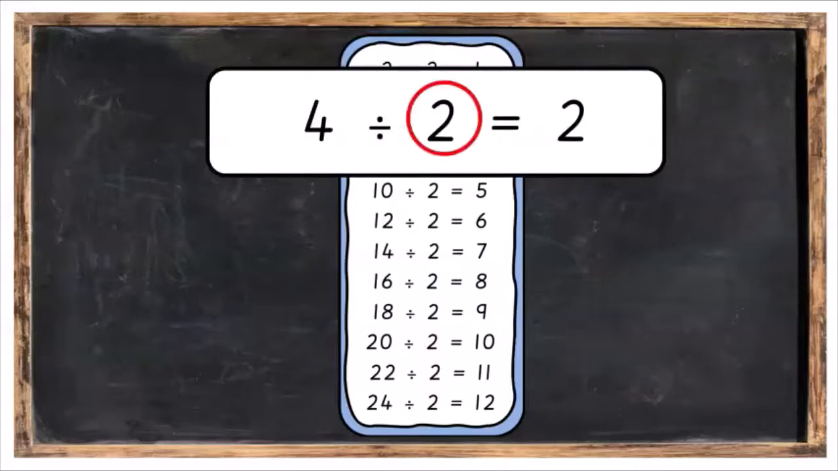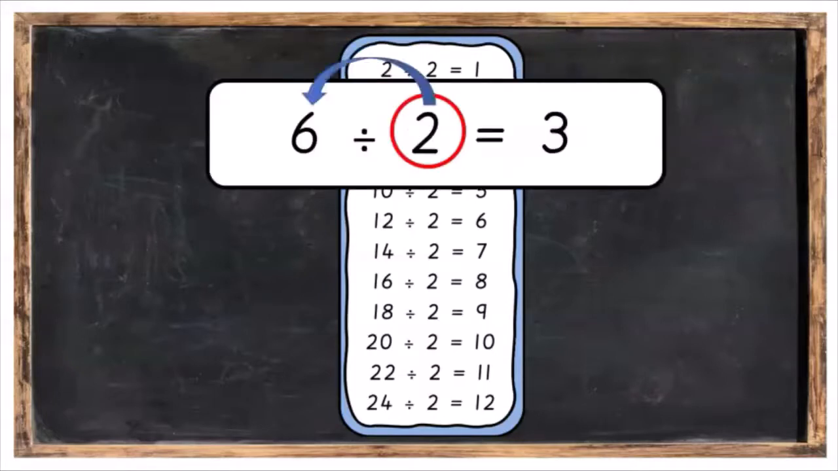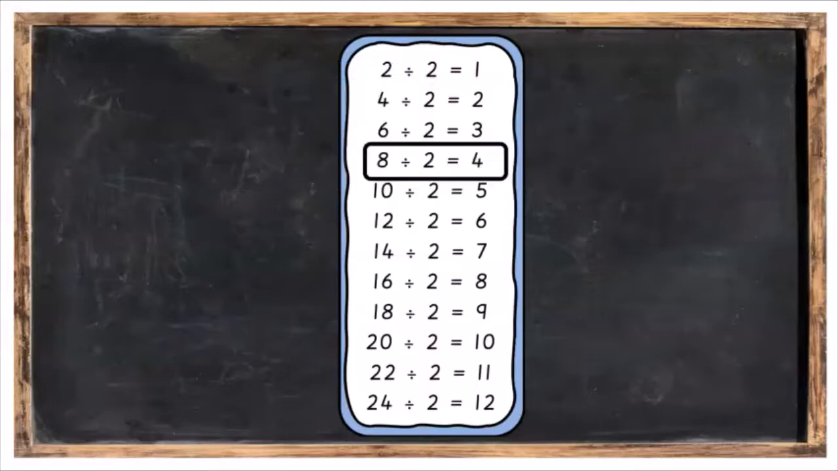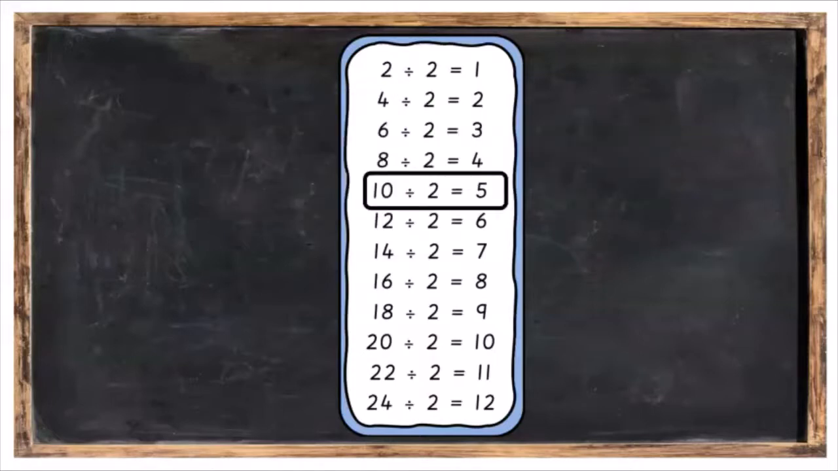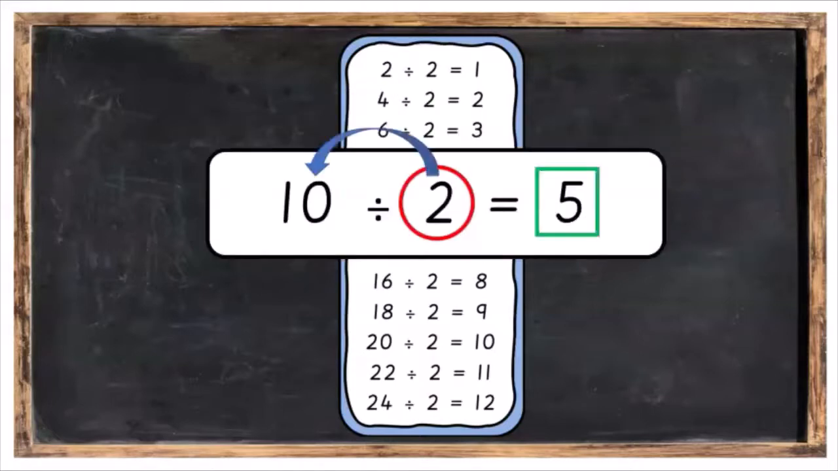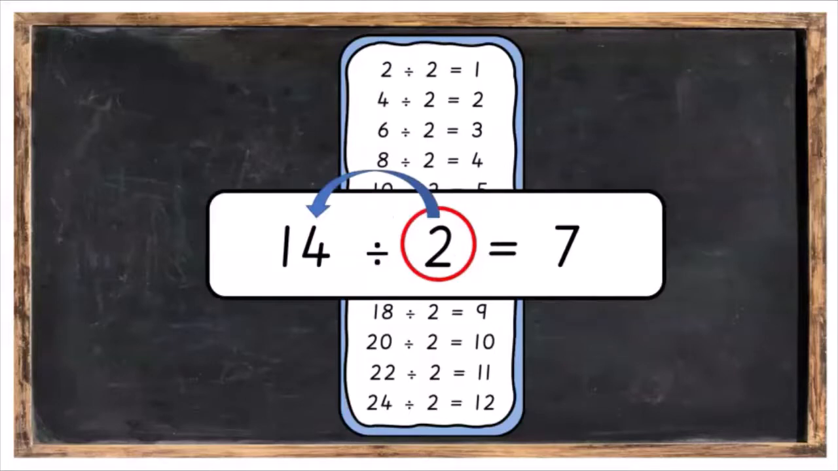Then we say 2 into 4 goes 2 times. 2 into 6 goes 3 times. 2 into 8 goes 4 times. And you build up a bit of a rhythm. 2 into 10 goes 5 times. 2 into 12 goes 6 times. 2 into 14 goes 7 times.